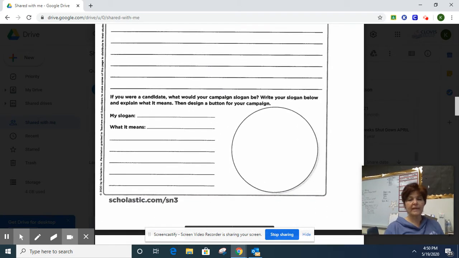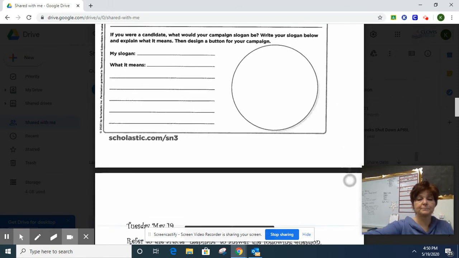And then if you were a candidate, what would your campaign slogan be? Think of something from Positivity Project, one of our words. I don't know, never give up. Success for all, or be best. I don't know. Think of something. A slogan is a short phrase that is going to share your idea or your vision for making the United States a better place and the world a better place. Okay, so think about that.